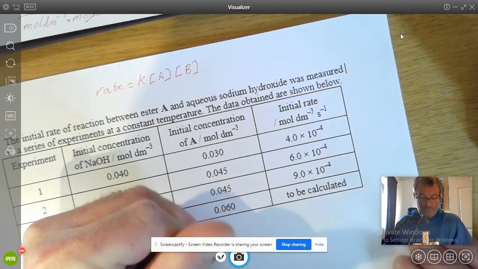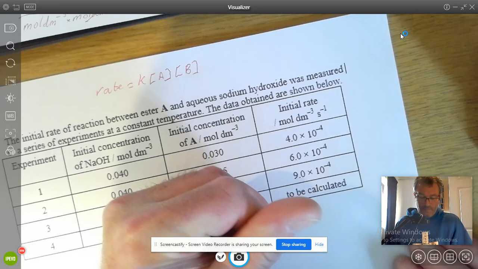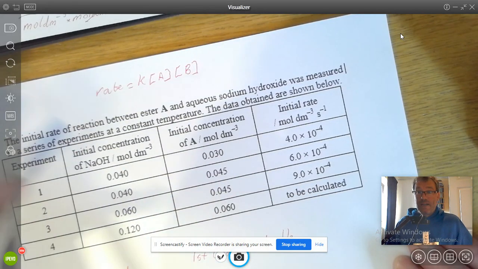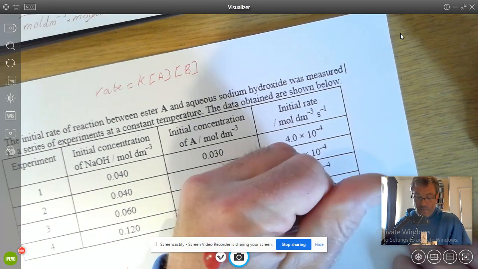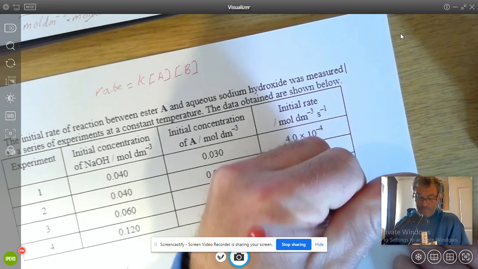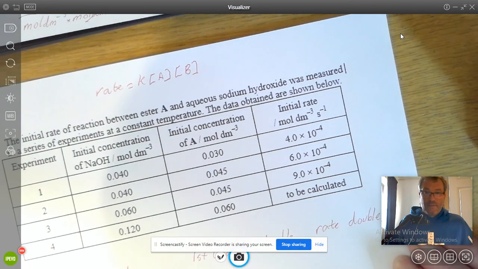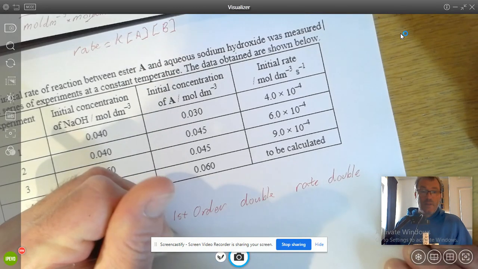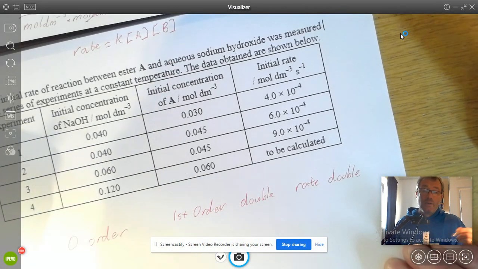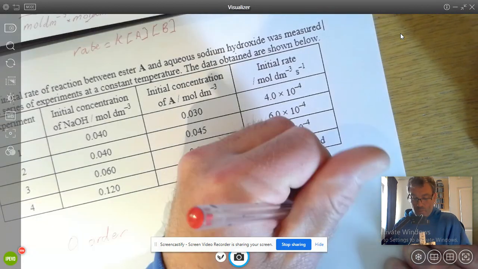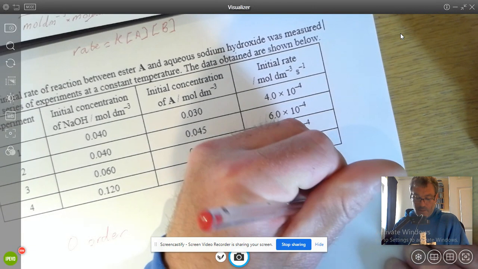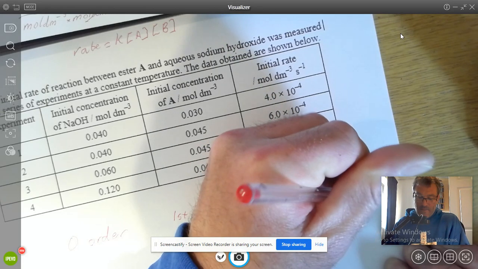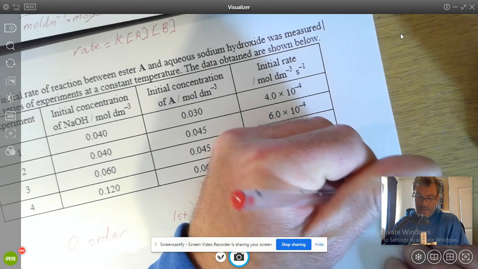If it's first order, if you double the concentration of a reactant, then the rate will double. So that is first order. And if you double the concentration of a reactant and the rate quadruples, then it is second order.